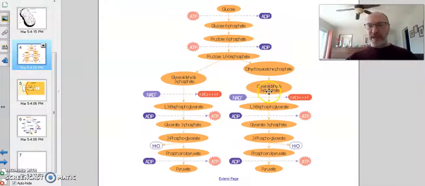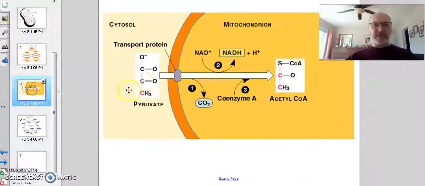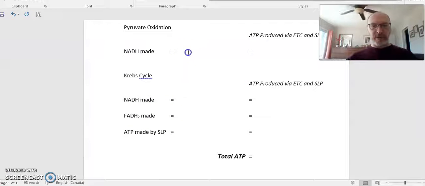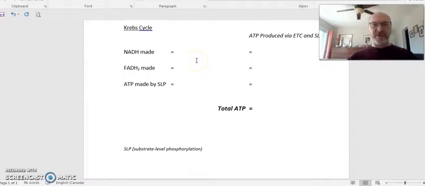Well, if we're inputting 5 G3Ps, how many pyruvates do we make? Well, we make 5 pyruvates. So that means we're going to do pyruvate oxidation 5 times, so we're going to make 5 NADHs. So we go back here, we can put down 1 NADH per pyruvate oxidation step. But again, if we're inputting 5 pyruvates via the 5 G3Ps that were inputted into glycolysis, we have to multiply that by 5. Okay, and again, there isn't any substrate level phosphorylation of ADP to make ATP in pyruvate oxidation, so we're just going to jump now to the Krebs cycle.